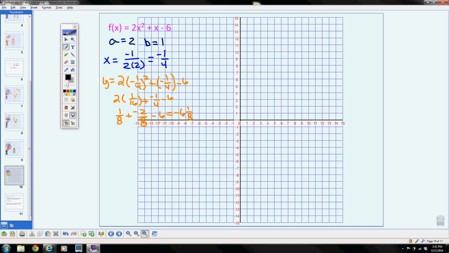So our vertex is going to equal negative 1/4 and a negative 6 and 1/8. Now you can write that as 49/8. I'm going to leave it that way because it's easier to graph. So let's do our XY chart. Move it up a little bit. In the middle, I'm going to put negative 1/4 and a negative 6 and 1/8. If I come over here to graph it, that would be right about here on the graph, and we have an axis of symmetry through there.